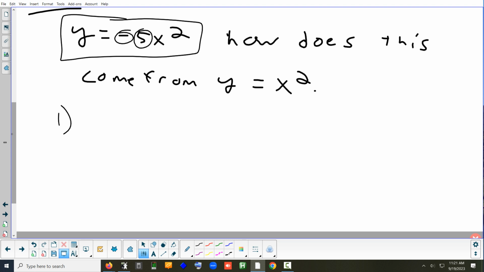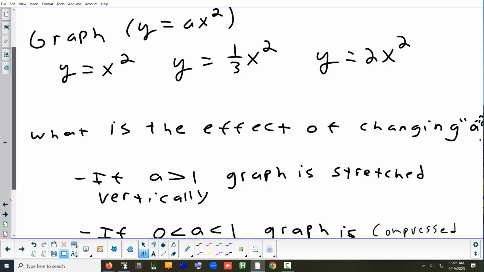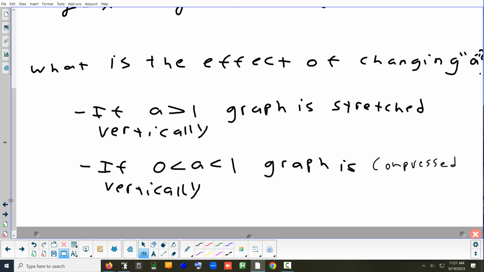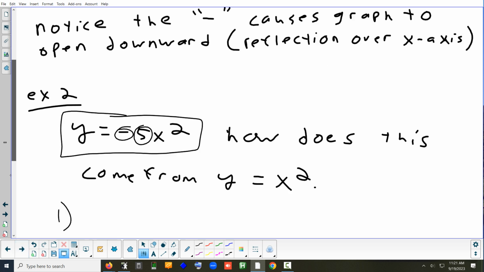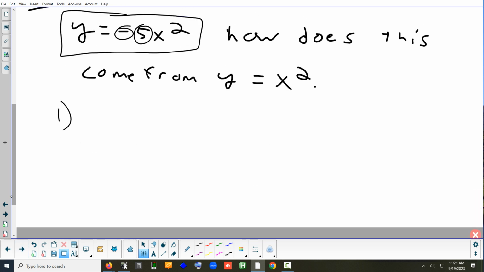Vertical compression? Let's go back and look at what a 5 does. Reflection over the x-axis? We're going to handle that next. So that's going to be the second. Stretching. Vertical stretch. So the 5 is going to stretch vertically. When you describe that, you have to tell me by how much. So the way we write it is we say vertical stretch by a factor of 5. That's a vertical stretch by 5 times as much.